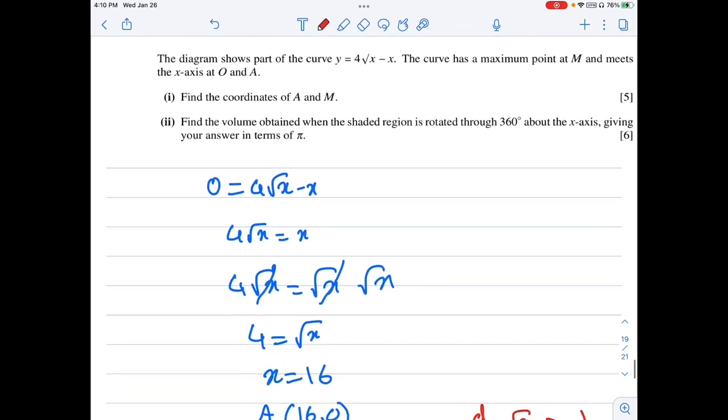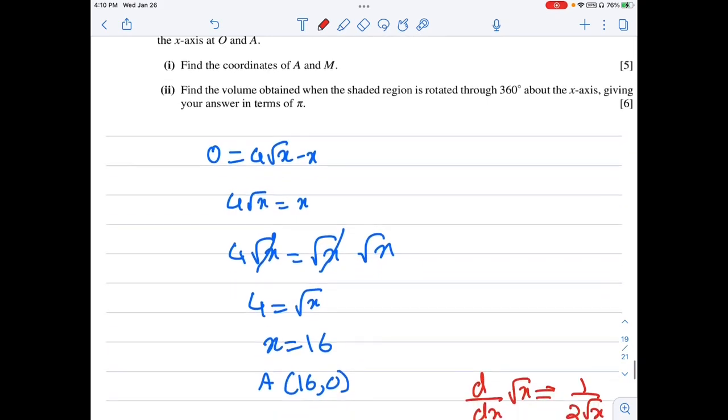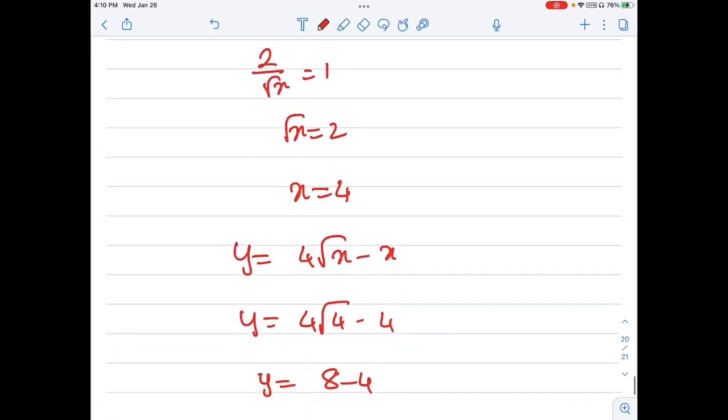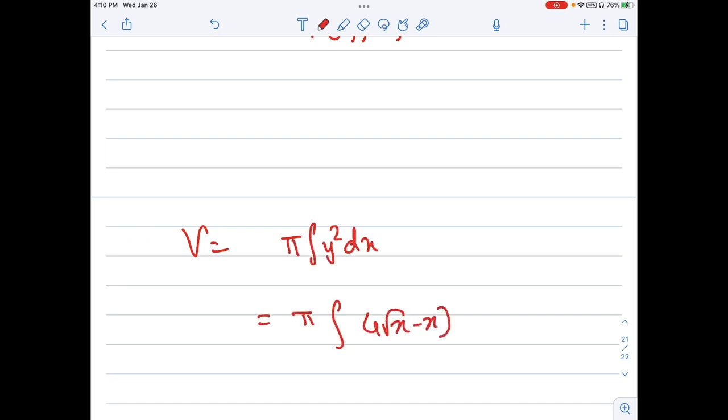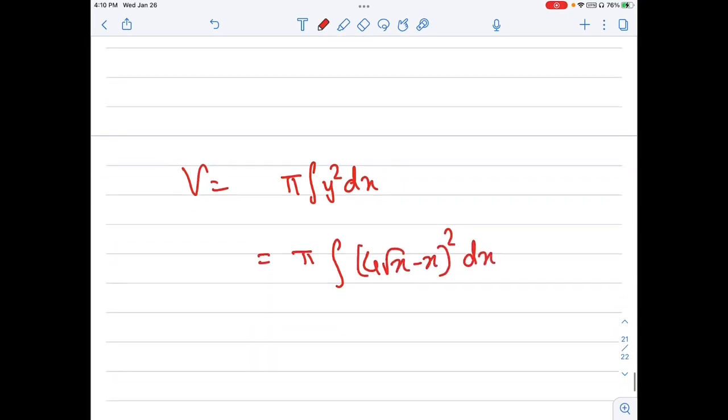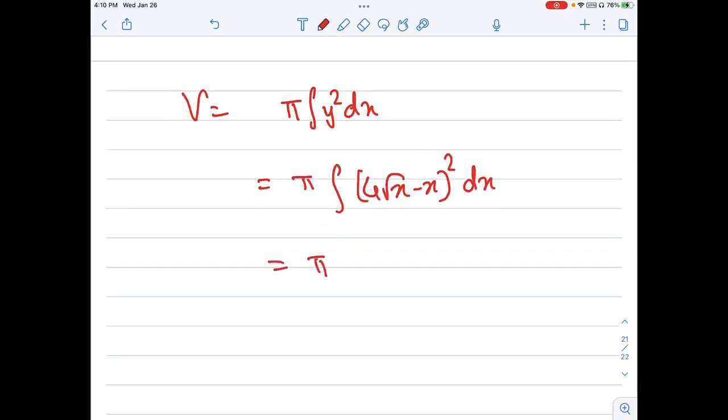Find the volume obtained when the shaded region is rotated 360 degrees about the x-axis, giving your answer in terms of pi. So the volume about the x-axis will be pi integral y square dx. 4 root x minus x whole square dx. So I expand this one, it becomes 16x minus 2ab, which is 8x to the power 3 by 2, plus x square dx. The limits will be from 0 to 16.